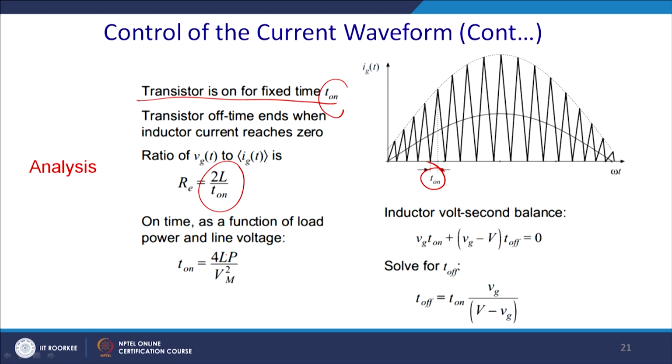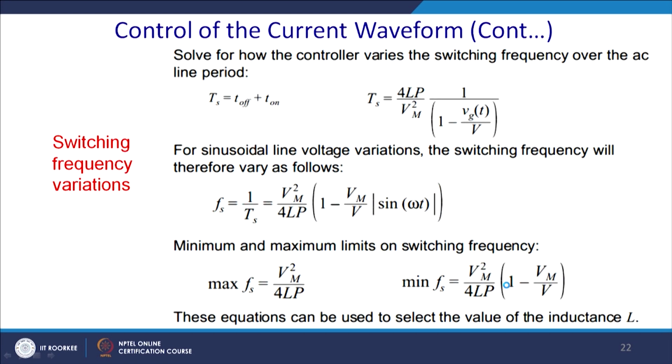So, T on will be 4 L P by V m squared, and with the inductor boost volt-second balance you can calculate that if it is around 50%, T off equals T on, that is, Vg equals minus of this value.